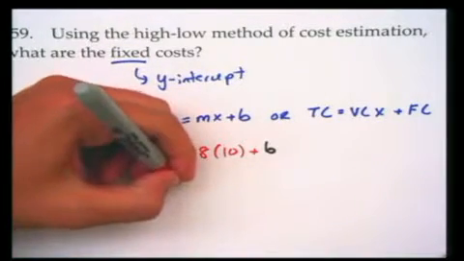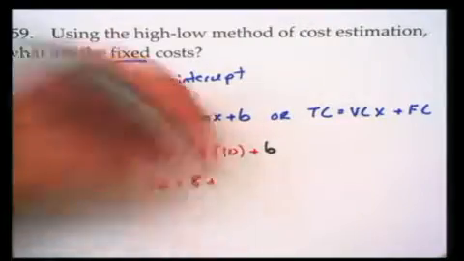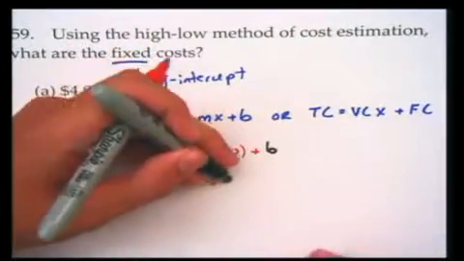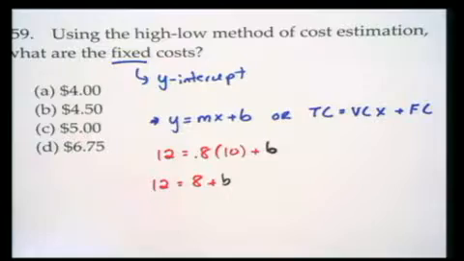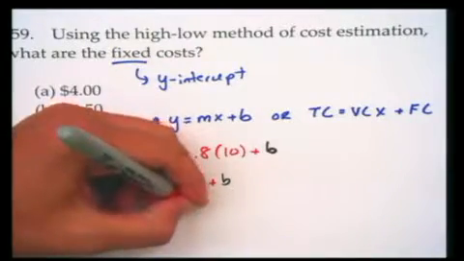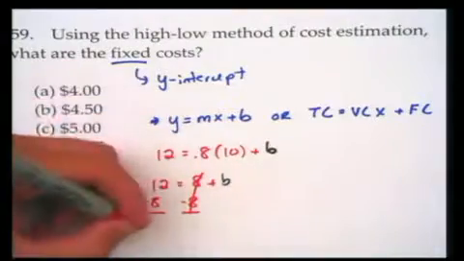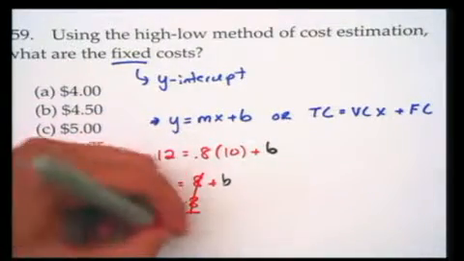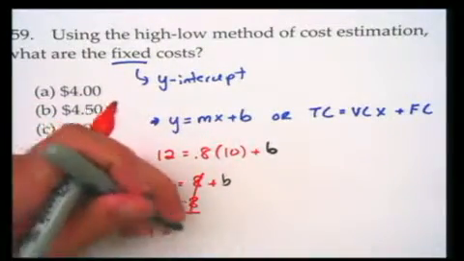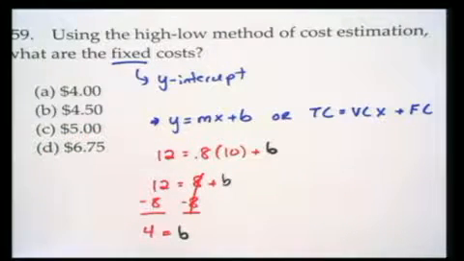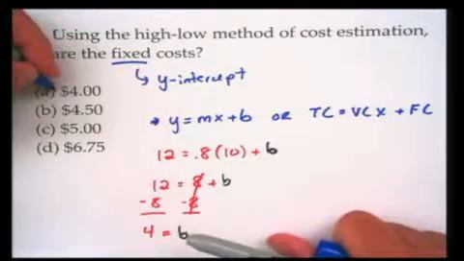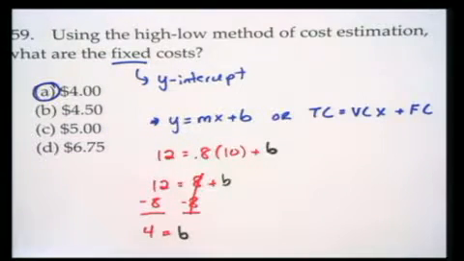So this is going to be what? 12 equals 8, plus b. Right? Now what are you going to do? Good. We're going to subtract 8 from both sides. And this gives us what? 4 equals b. Very, very good. So 4 is b. It turns out the intercept was b, or the intercept turns out was $4, or the fixed cost of $4.